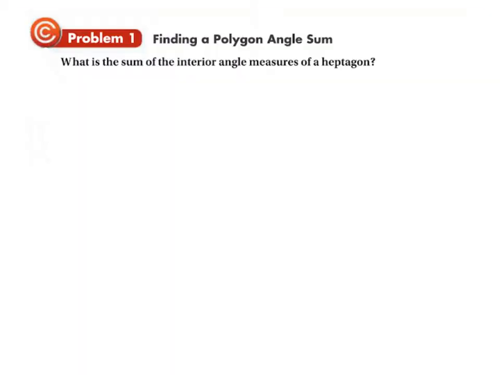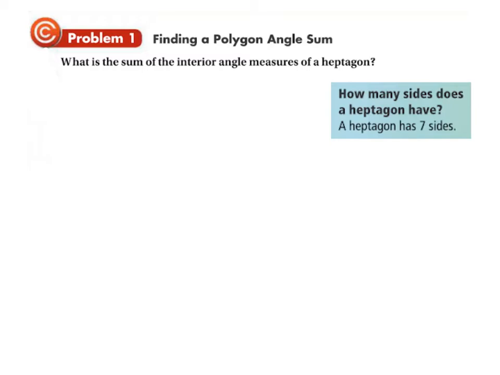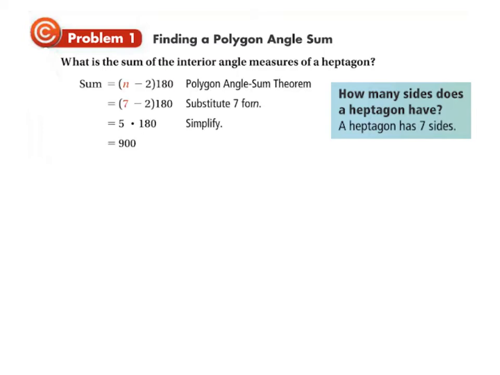So now we'll move fast through these. What is the sum of the interior angle measures of a heptagon? We need to know what a heptagon is. A heptagon has 7 sides. Okay, so if we use the formula, we say then, the number of sides, 7, minus 2 ends up being 5.